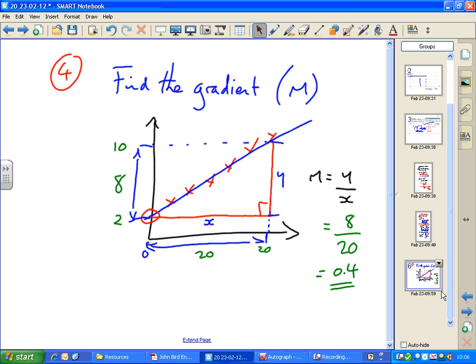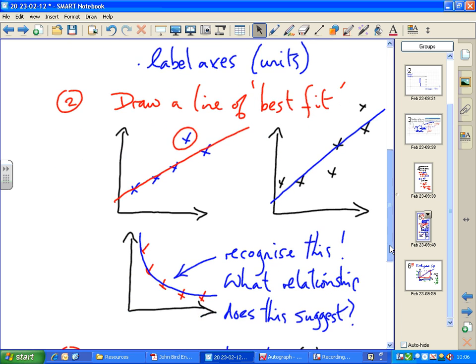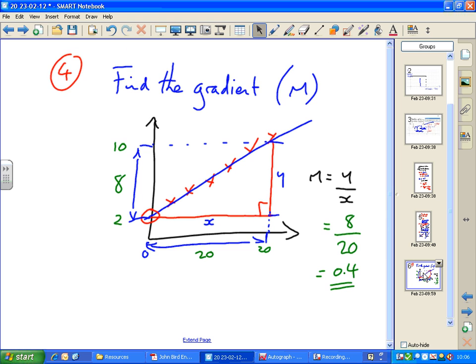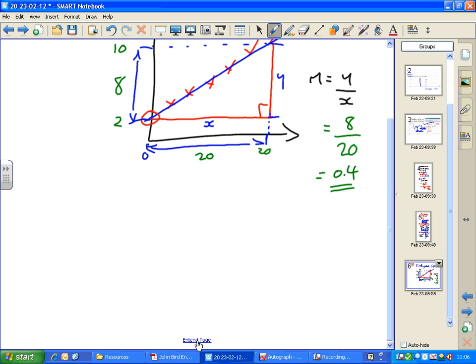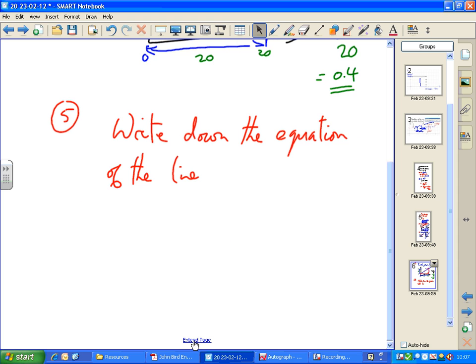Okay, so once we've found our y-intercept, going back to here, we've plotted our data, we've drawn our line of best fit, we found the y-intercept, we found the gradient, then we put these into the equation of the line. So the final step is to write down the equation of the line. Y equals mx plus c.